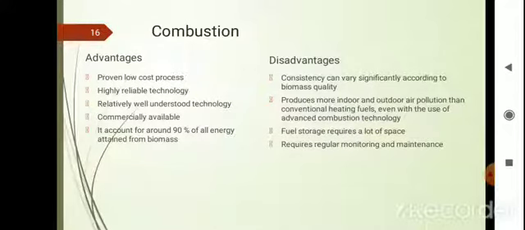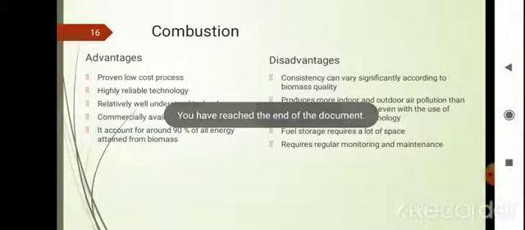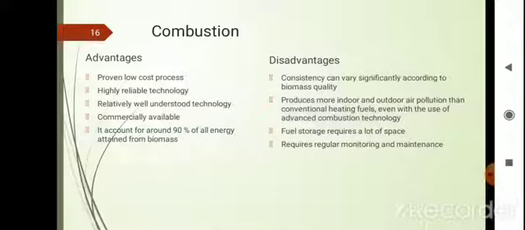So these are some advantages and disadvantages of biomass combustion. In the next class we will discuss some other thermochemical methods. Thank you.